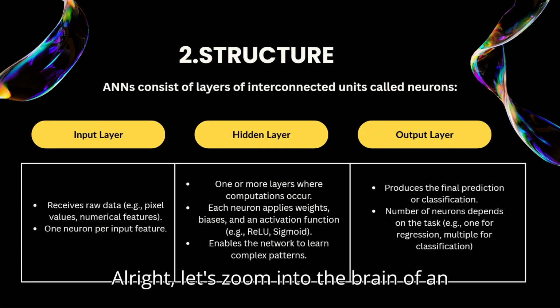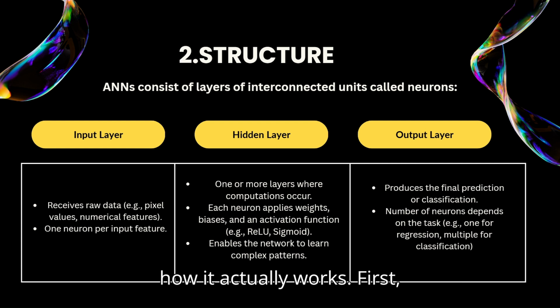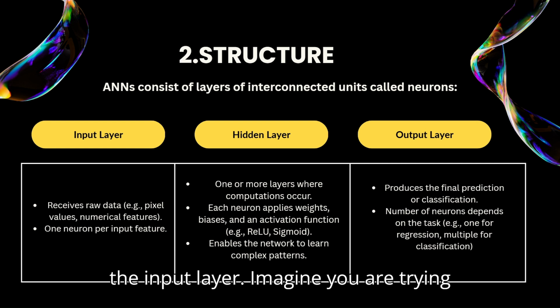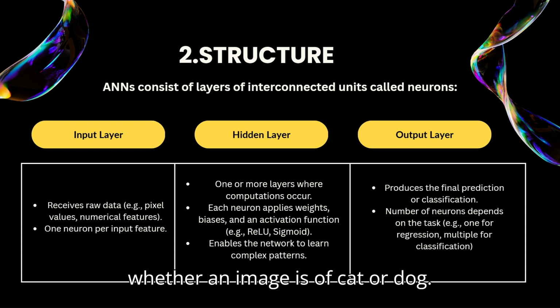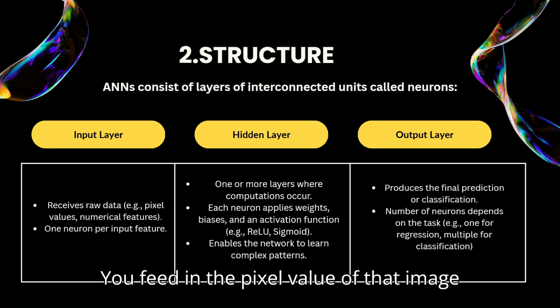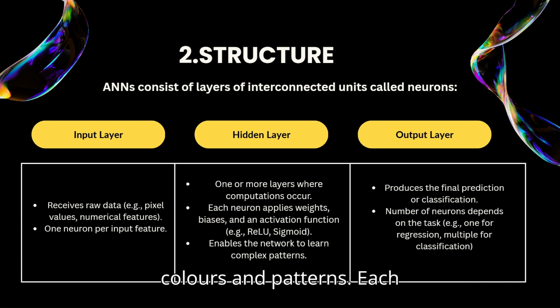Alright, let's zoom into the brain of an artificial neural network and understand how it actually works. First, the input layer. Imagine you are trying to teach a neural network to recognize whether an image is of a cat or dog. You feed in the pixel values of that image, thousands of tiny numbers that represent colors and patterns. Each pixel becomes an input neuron. So more data, more neurons in this layer.